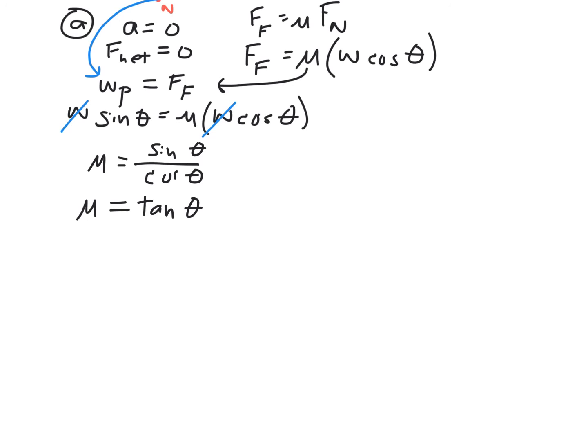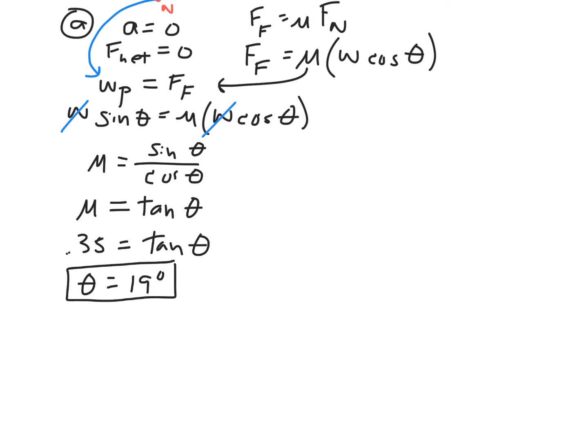Mu was given as 0.35, so we have 0.35 equals the tangent of theta. So if you do inverse tangent on 0.35, you end up with the theta, in this particular case, for this ramp, of 19 degrees. So this thing will start to slide, just barely start to slide at 19 degrees. Anything beyond that, it'll accelerate. At that point, it breaks loose.